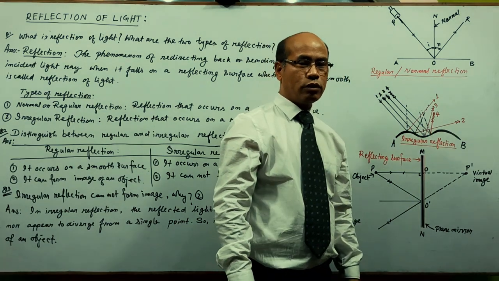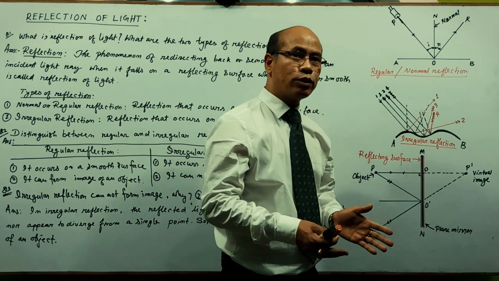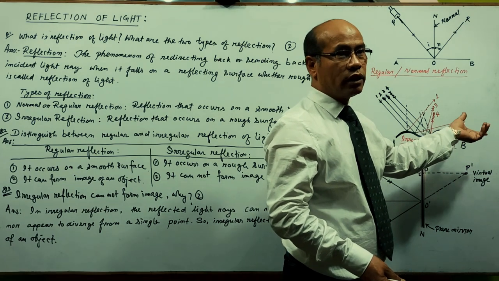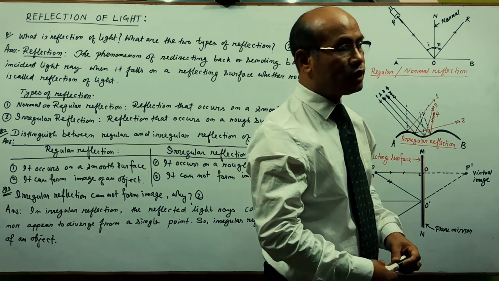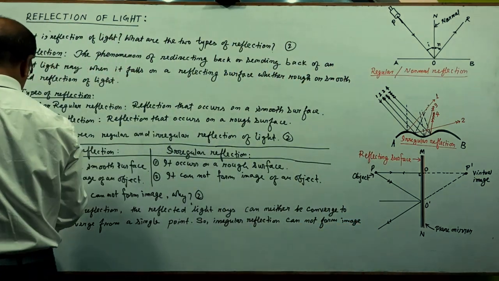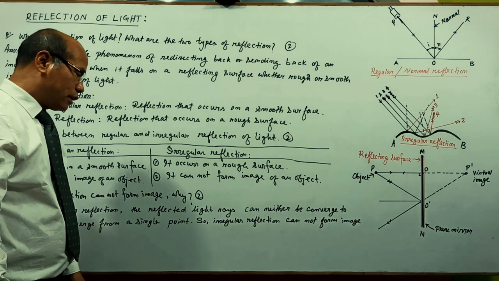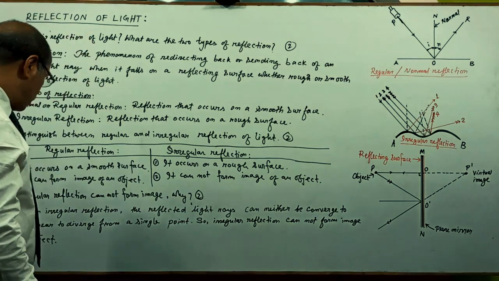So the image is not formed, the same image is not formed. In irregular reflection, the reflected light rays can neither converge to nor appear to diverge from a single point. Therefore, irregular reflection cannot form an image of an object.